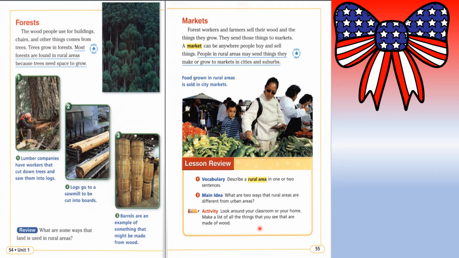Activity. Look around your classroom or your home. Make a list of all the things that you see that are made of wood.